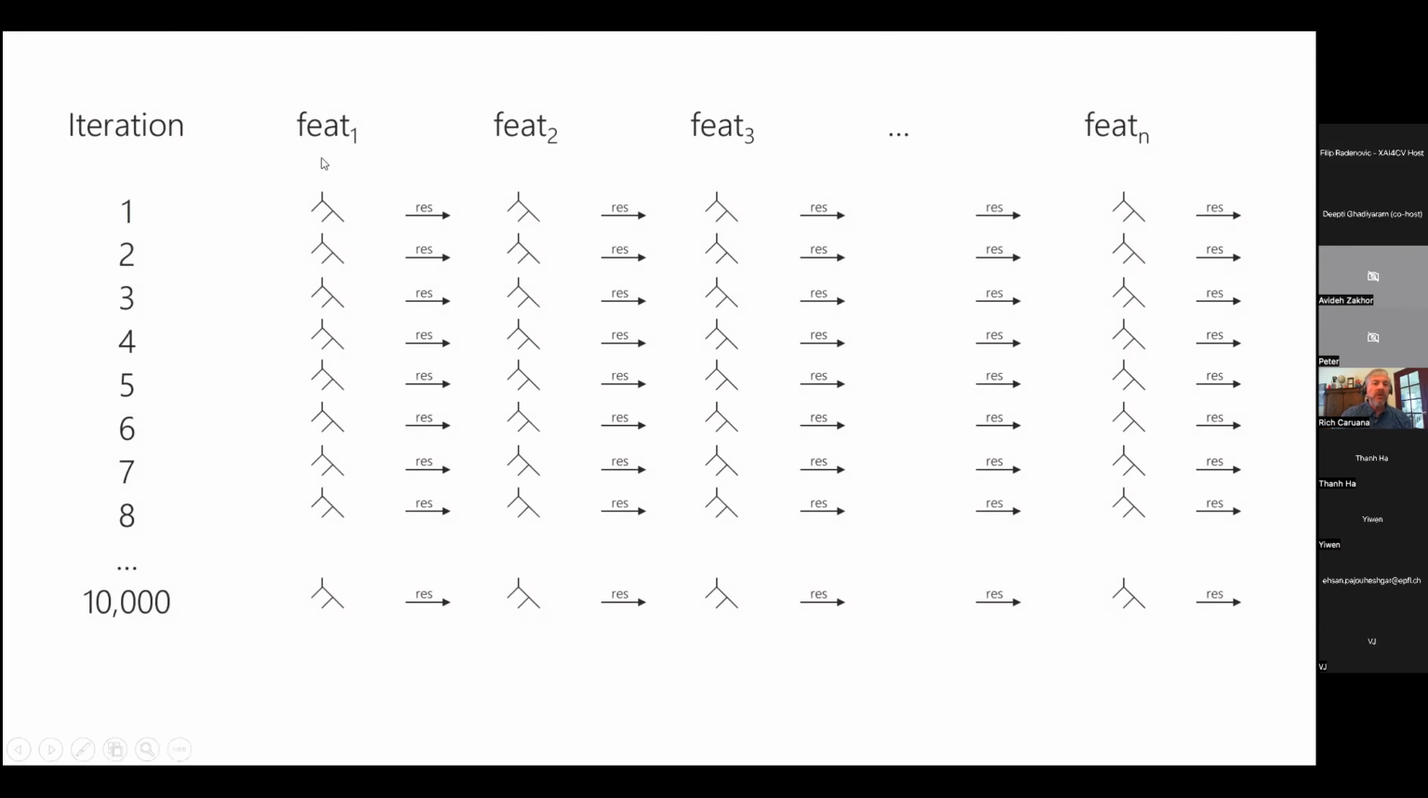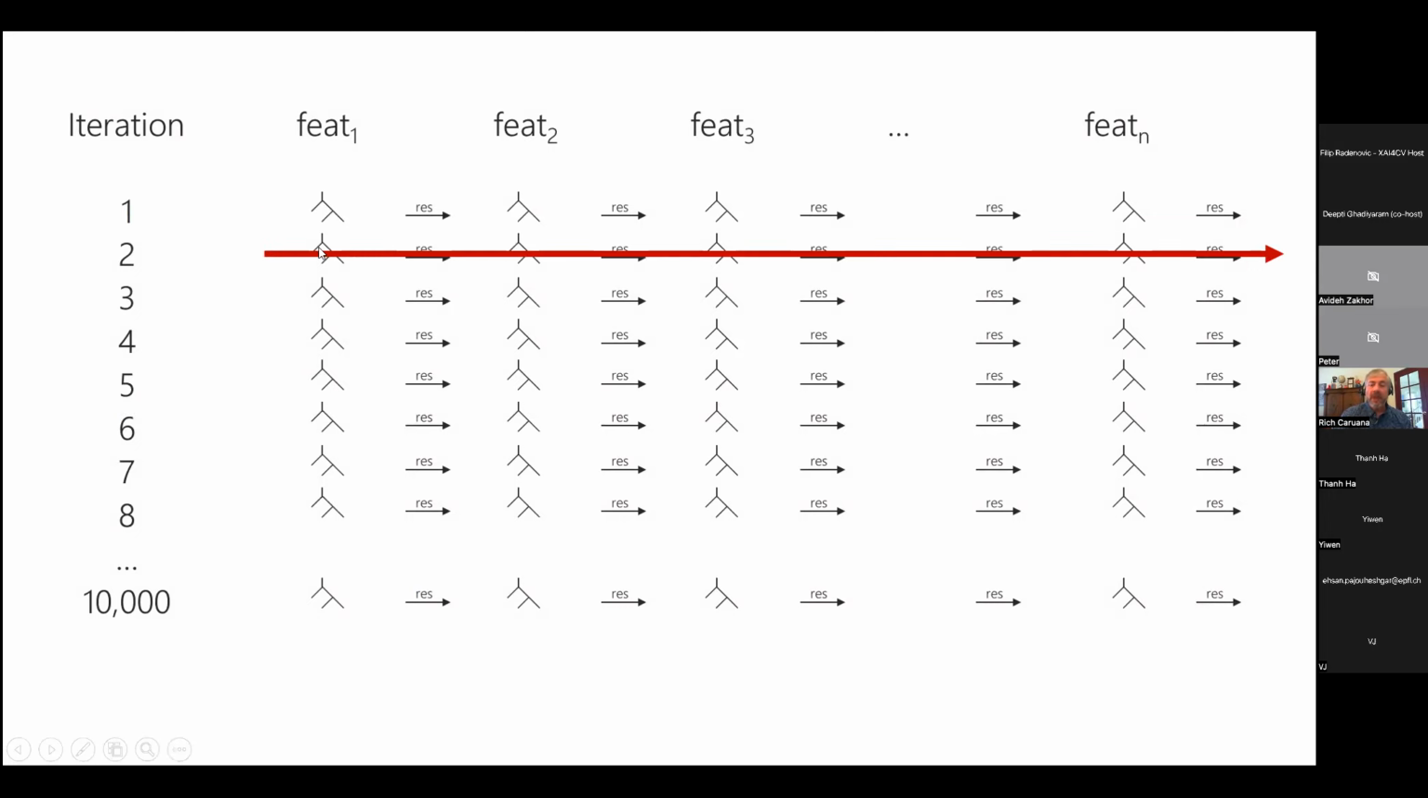Okay, so what we do is we go to feature one. In the first iteration, we grow a small tree on feature one. Update the residual, go to feature two, grow a small tree that can only use feature two, go to feature three, small tree that can only use feature three. So now we've grown a tree for each of the features in round robin fashion, and each of these trees can only use the feature that they're allowed to use.